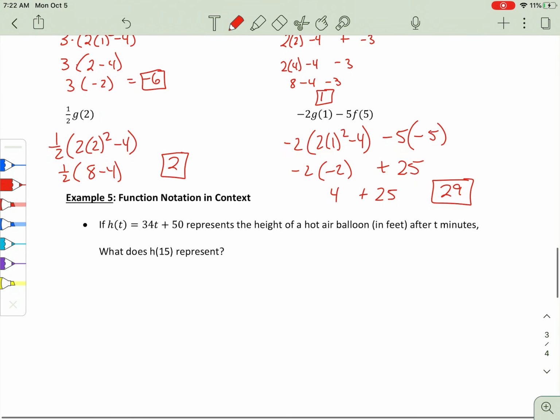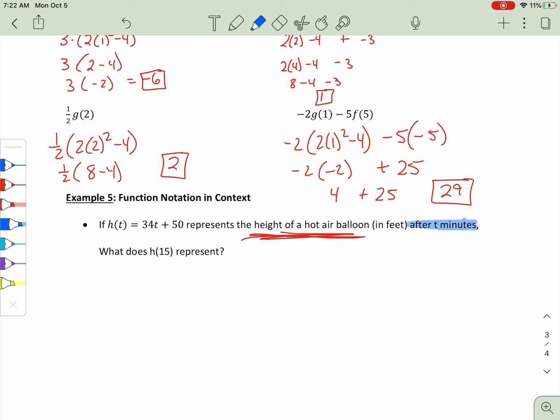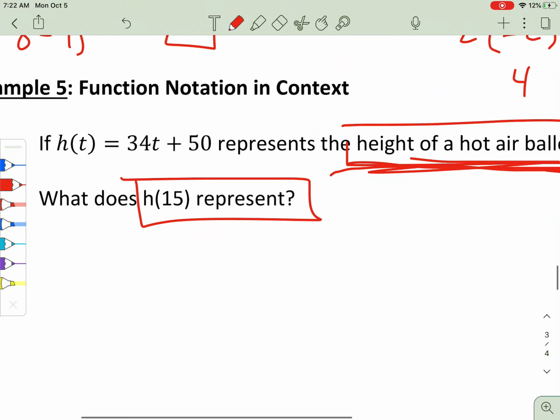Okay, last example here. Function notation in context. So if h of t equals 34t plus 50 represents the height of a hot air balloon after t minutes, okay, what does h of 15 represent? So this is just understanding like what the context means. So again, h is the height of the hot air balloon and t is minutes. So what does h of 15 mean?